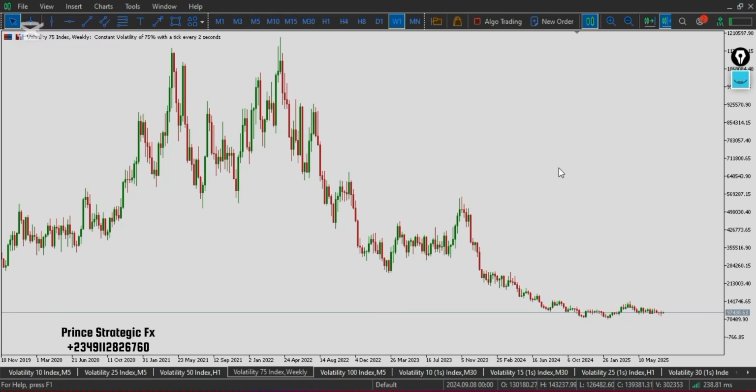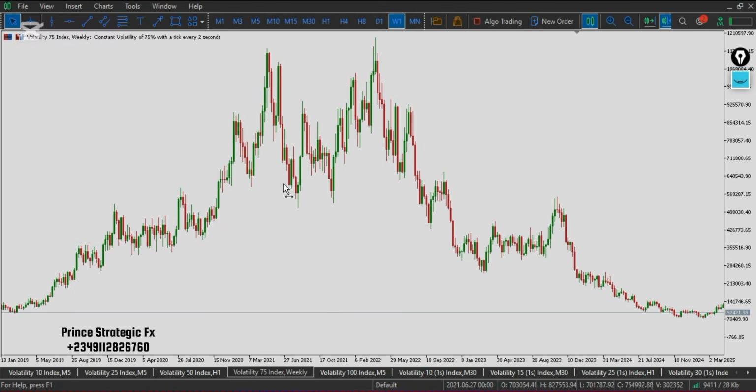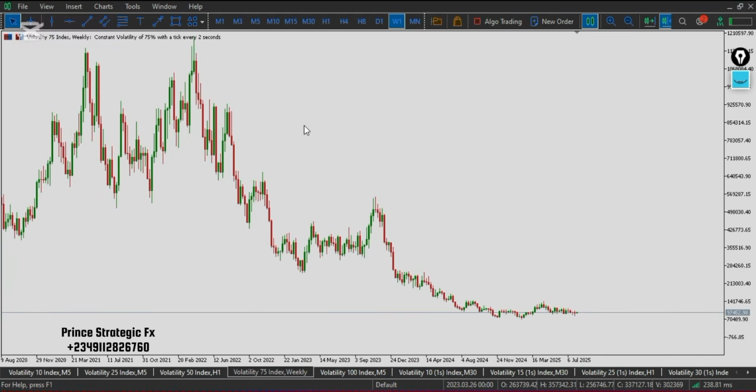Now the first thing you need to do, because here on my screen you will discover that I already have Volatility 75 open. So the first thing you need to do is head over to your Volatility 75. Now this is my weekly time frame, and we are going to be using our weekly time frame for this.